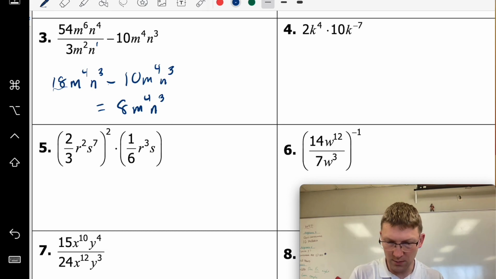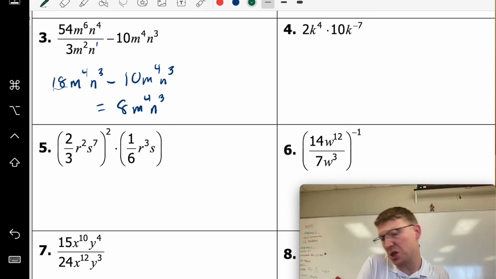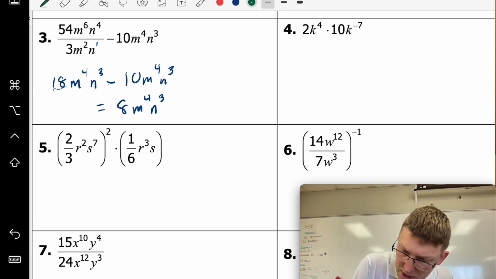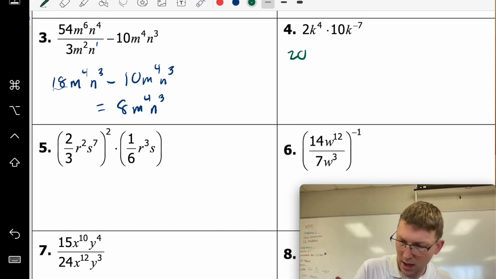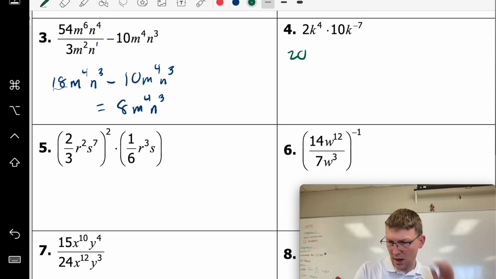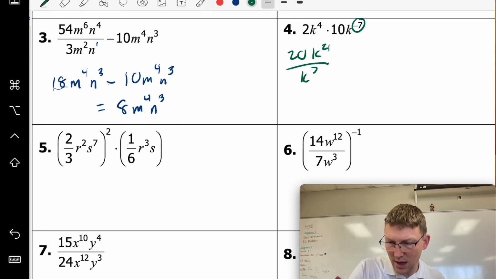And then number 4. Again, I always like to start with the numbers or just move left to right. 2 times 10 is 20. Oh, they have a negative over here. That's fine. So 2 times 10 is 20. K to the 4th is going to go on top, and then we're going to divide by k to the 7th. That negative sign puts that k into the denominator.